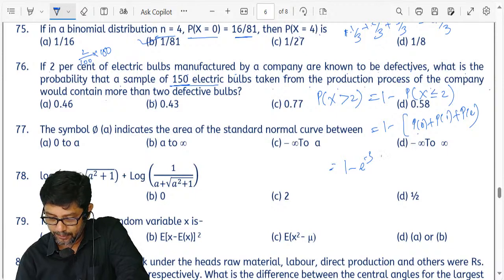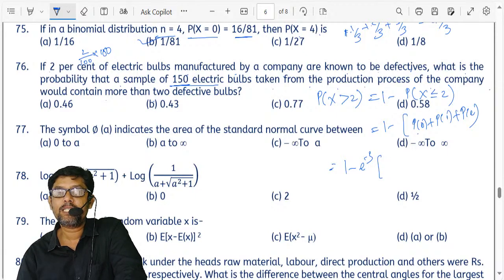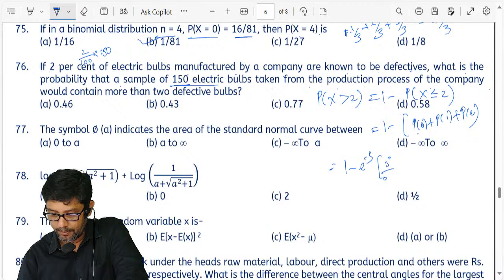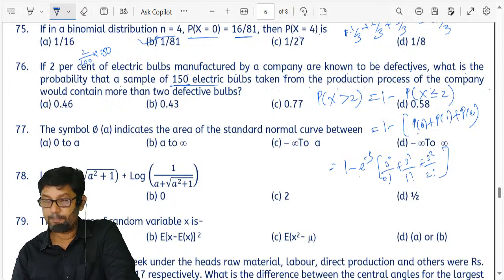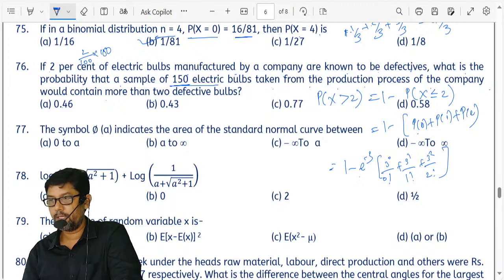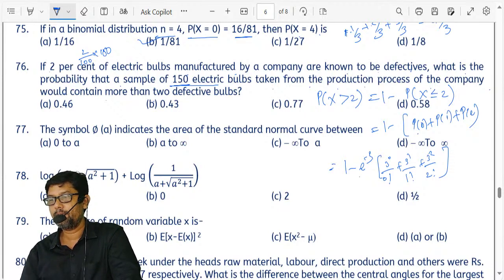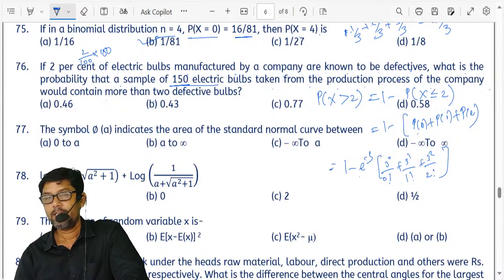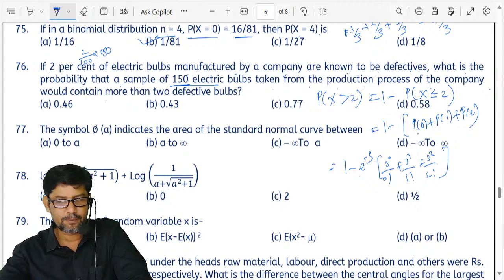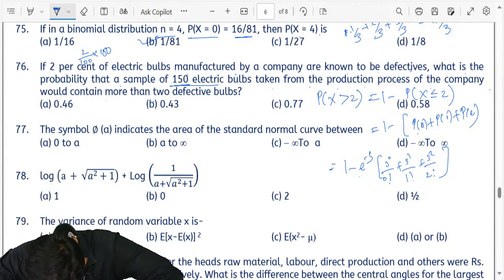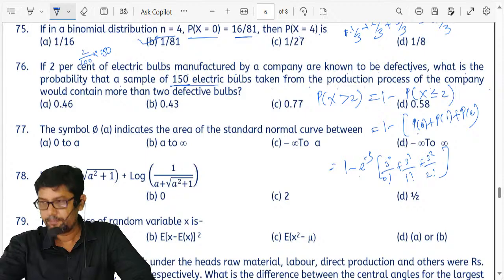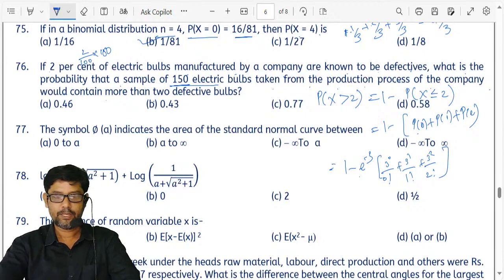Now e power minus 3, e power minus m, m power 0, 3 power 0 by 0 factorial, 3 power 1 by 1 factorial, 3 power 2 by 2 factorial. Of course, the e power minus 3 value should be given to you in the question. It is not given. If it is not given also, you know how to find it. What is it? 2.71828, no? What is the value of e? Even I forgot. Can you please tell me, my dear? What is the value of e? Somebody?